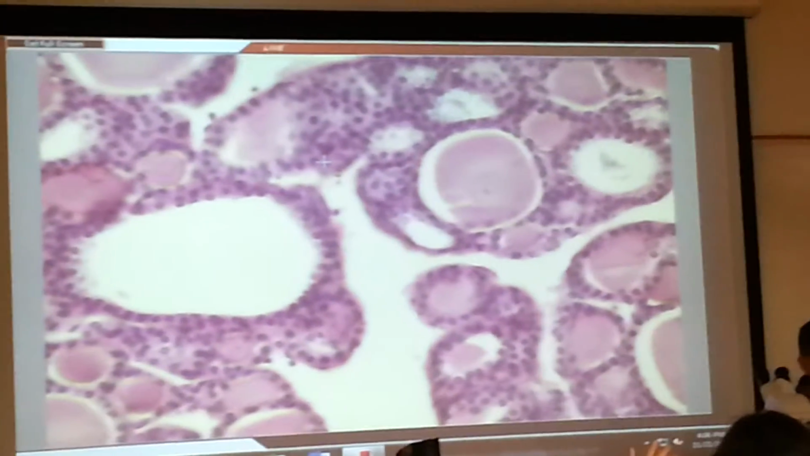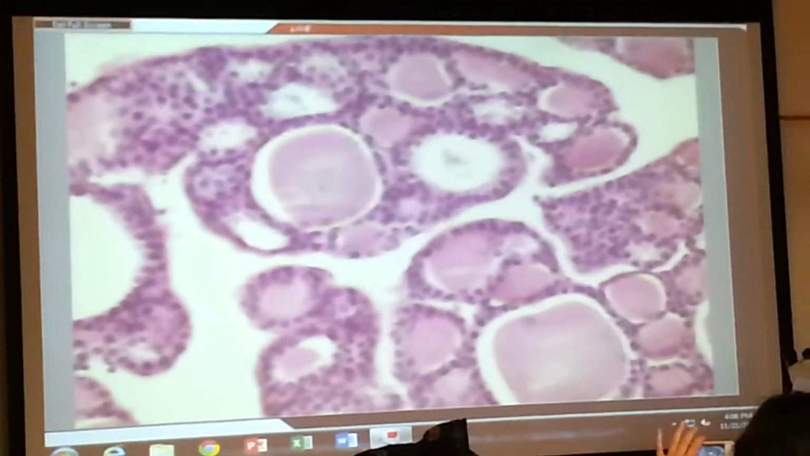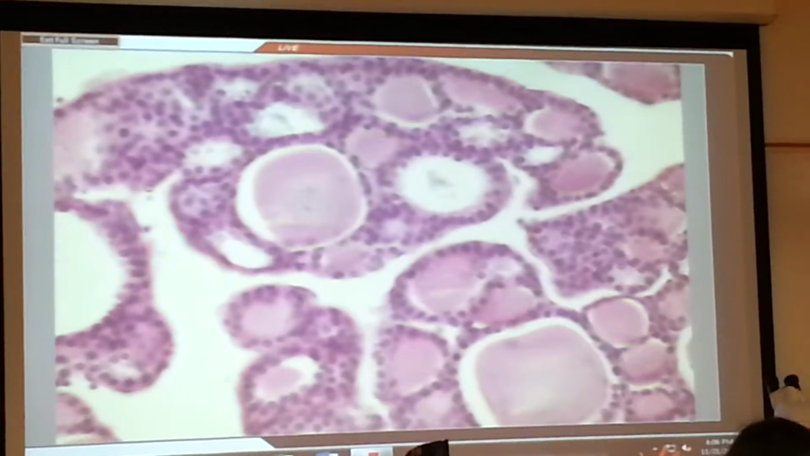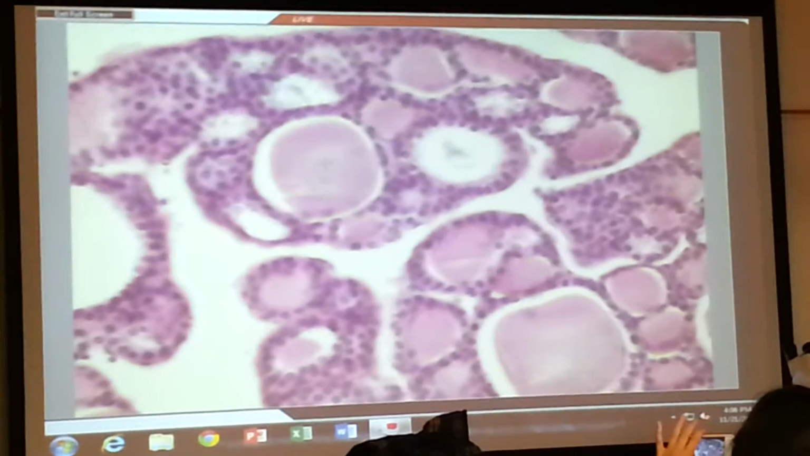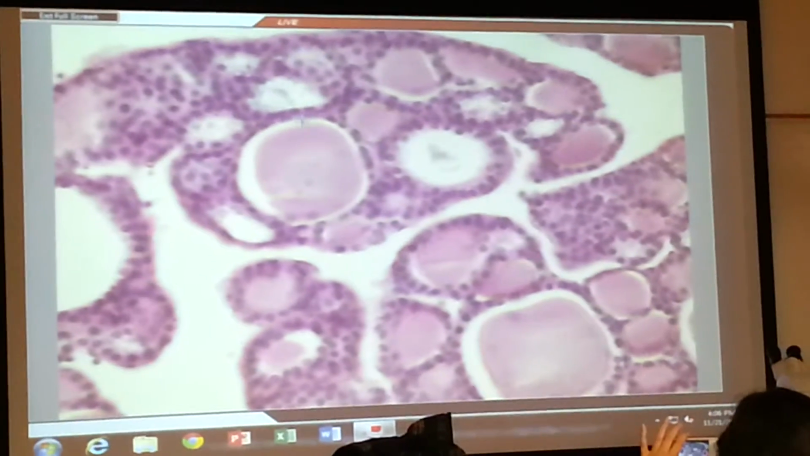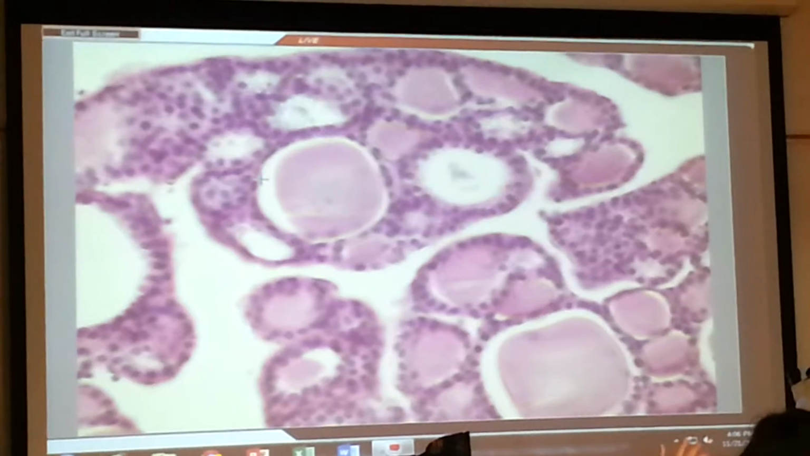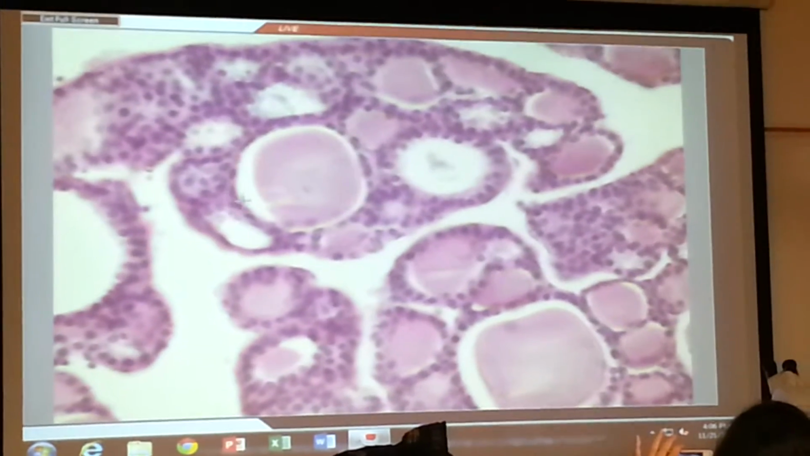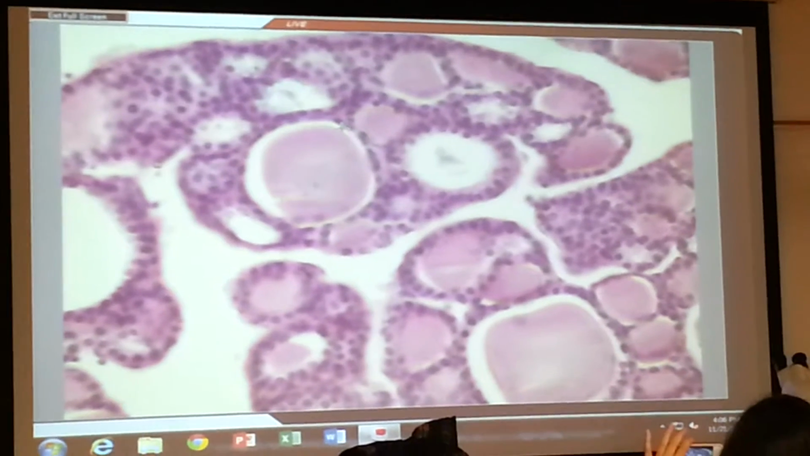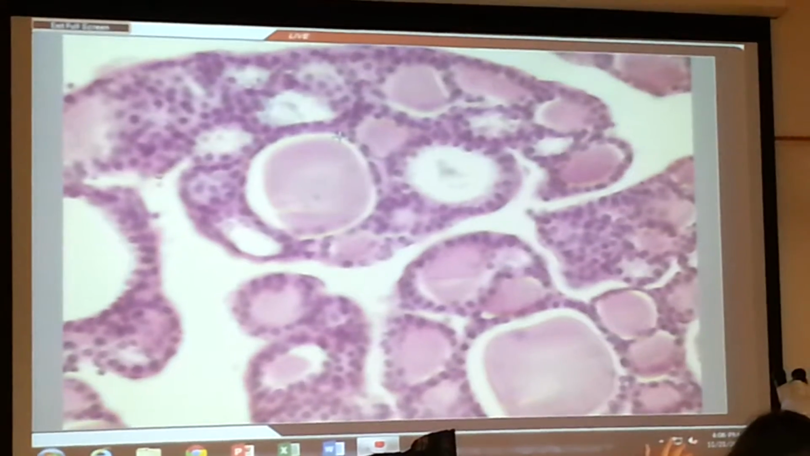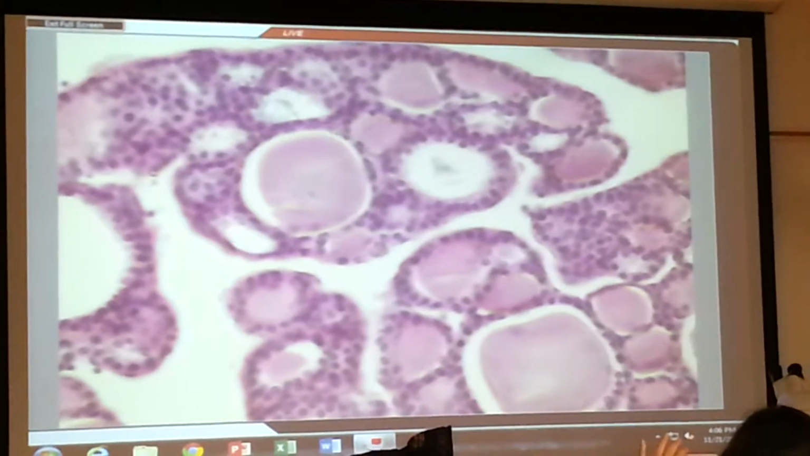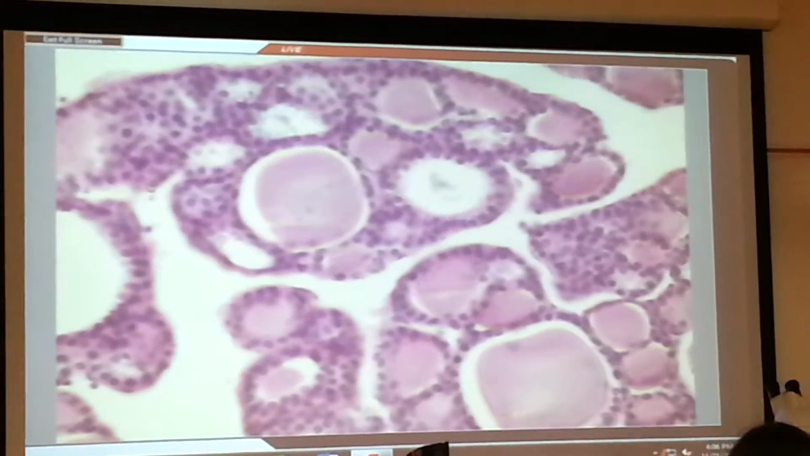Let me zoom in so we can talk about one of these. The pink stuff in the middle, that fluid, is called colloid. Any cell touching the colloid is a follicular cell, so basically all the cells that ring around it. Those are all follicular cells. And so the colloid plus the follicular cells, that is a follicle.